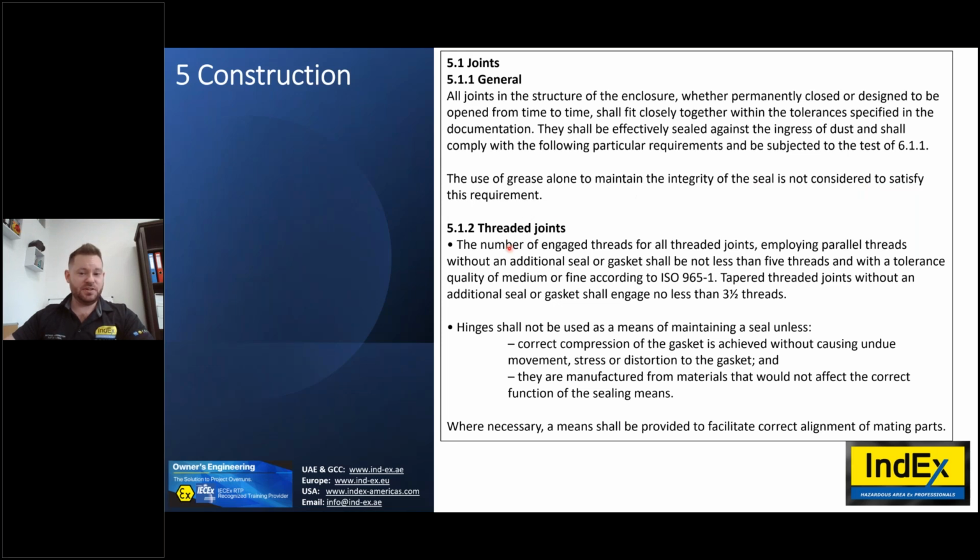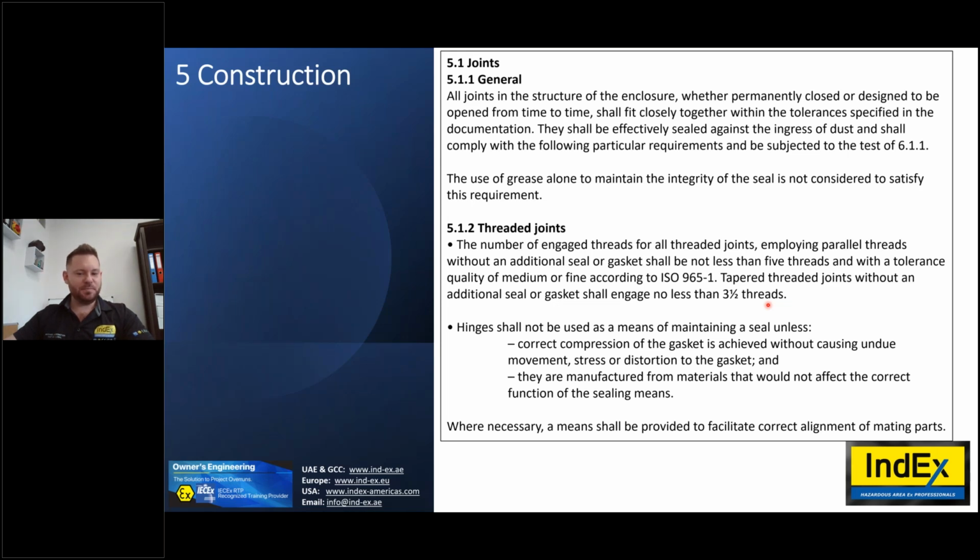Now, threaded joints. The number of threads of a threaded joint employing parallel threads without an additional seal or gasket shall not be less than 5 threads of engagement with a tolerance as per ISO 965-1. Tapered threaded joints without an additional seal or gasket shall be no less than 3.5 threads. Now, interesting point: 5 threads of engagement for parallel threads in 60079-14 gives you IP54. For dust, it gives you IP64, interestingly.